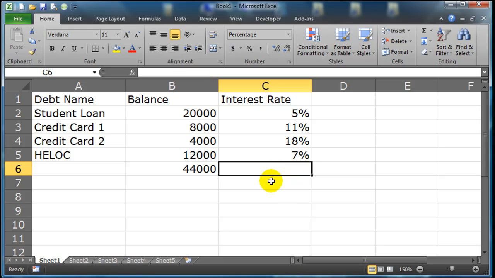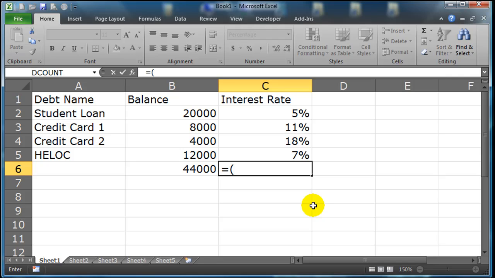This is going to be a formula that I'm going to write out. I'm going to start off with an equal sign, as I do all formulas and functions. And I want to figure out the ratio of each individual debt to the total debt. That's going to let me know my percentage, and then I can multiply that by the interest rate. So bear with me on this one, but this is how it would work.